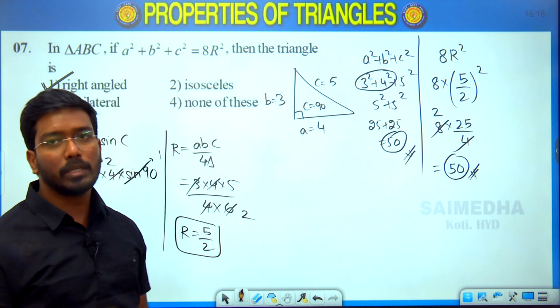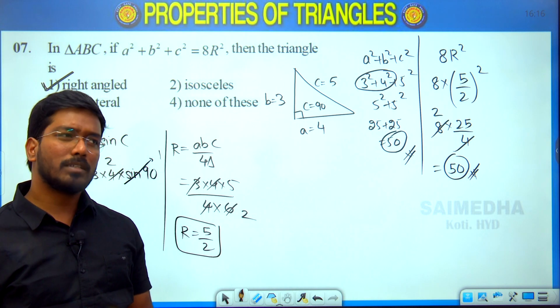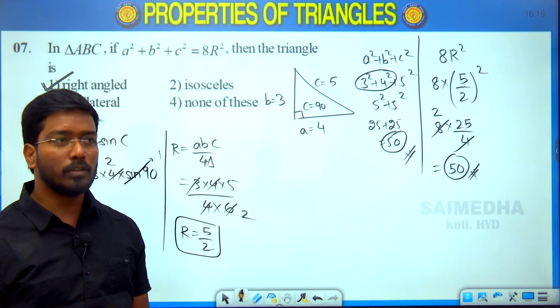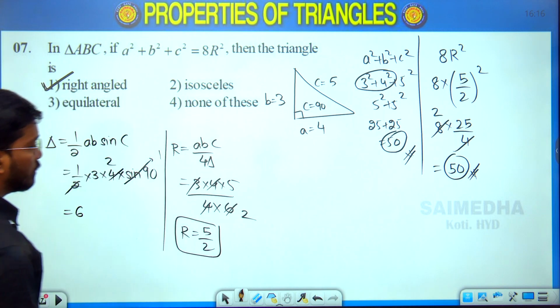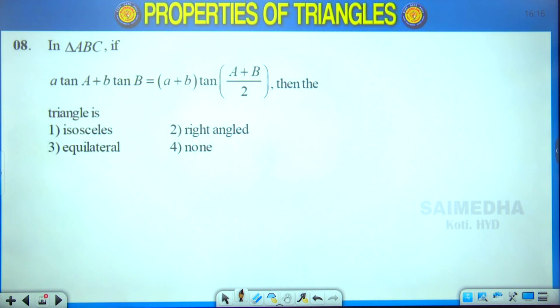Similarly, isosceles also you can think of your own values. Suppose 3 and 3 sides you can take. Okay, you can take 1 and 1 side, and based on that you can verify. Okay, so this is a verification method. Moving on to the next question.